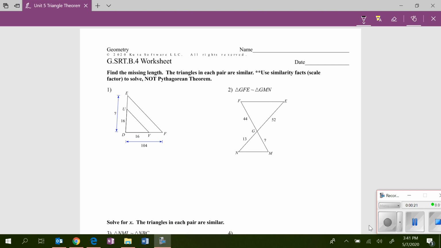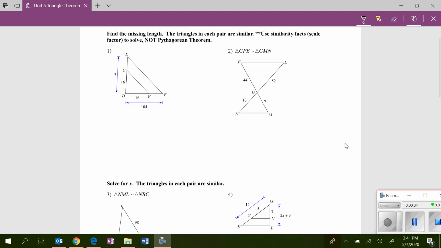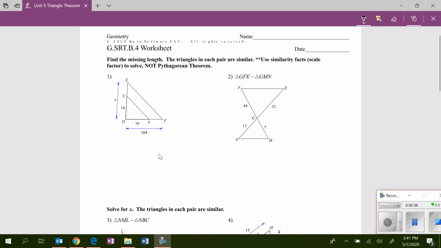Number one, these problems we are looking to use similarity facts to find the missing lengths. So not Pythagorean theorem, we're not going to assume that any of these are right triangles. And we're going to solve for the missing length, preferably using scale factor. So number one, here's my question mark. Here's what I'm looking for. I'm looking for the side length of DE.